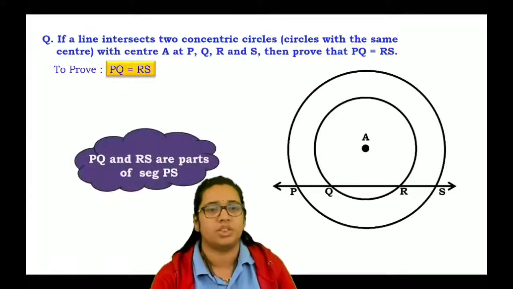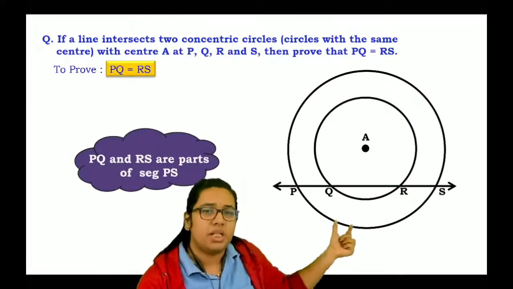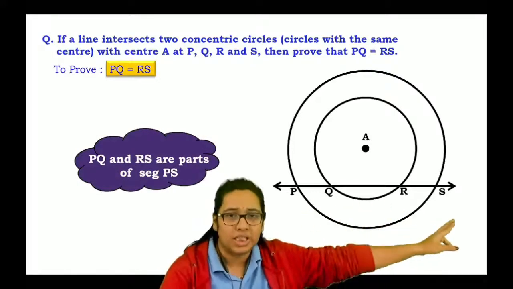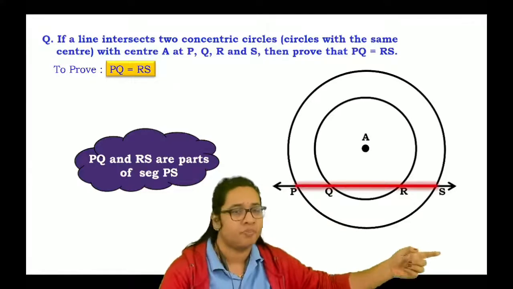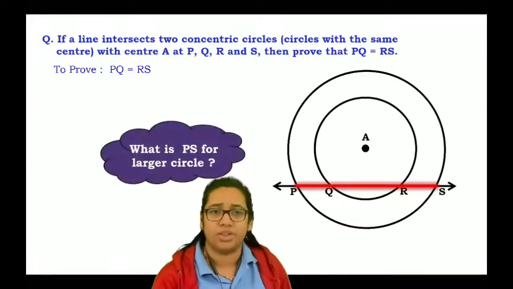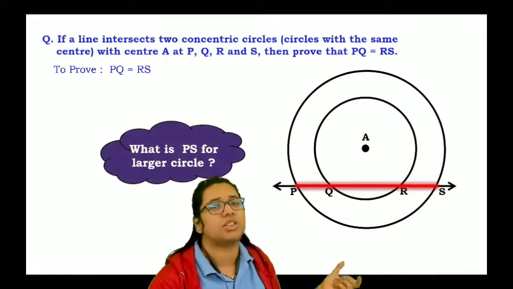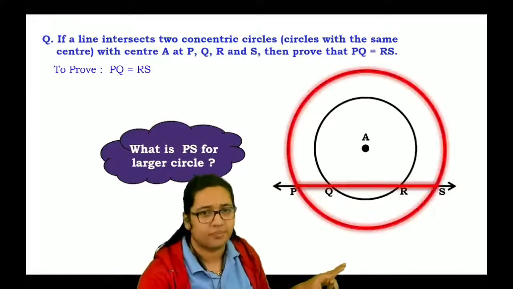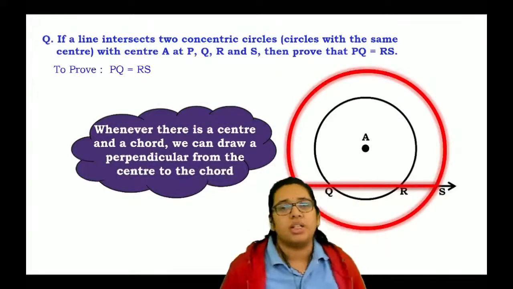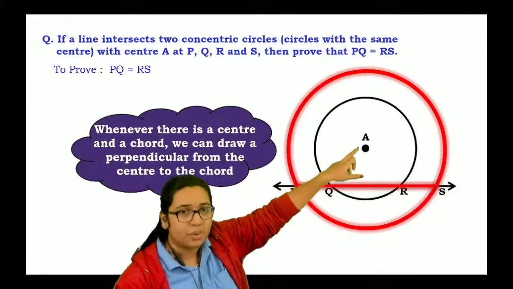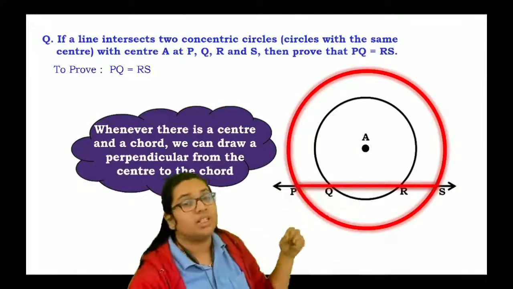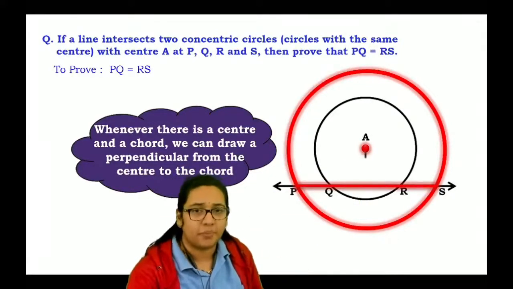Okay, we'll just go for it. We can see that PQ and RS are just part of this whole segment PS, right? But PS is nothing but a chord for the larger circle. Getting this one? Now, we know that if you draw a perpendicular from the center to the chord, then it will act as a bisector.